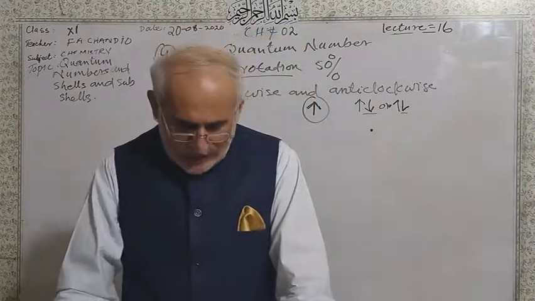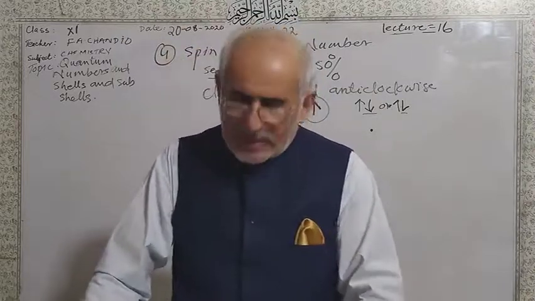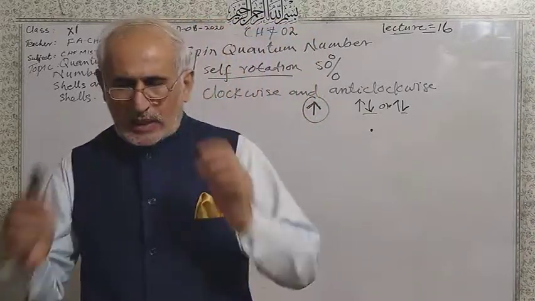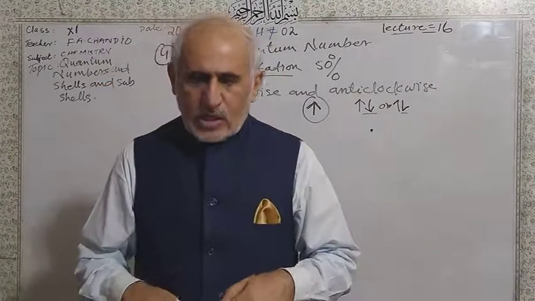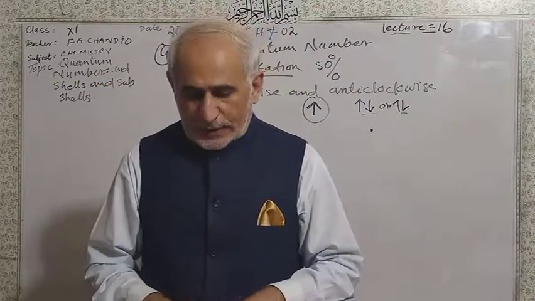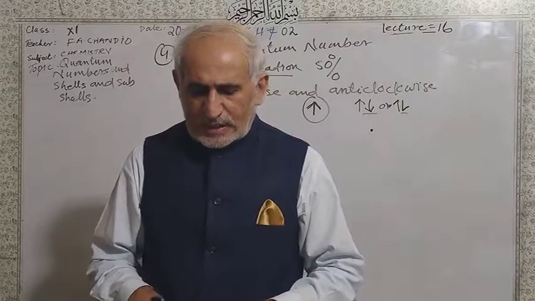F orbitals have 7 directions in space when placed in a magnetic field. They are highly complicated. That's why their structures are not given, but as I told you, you can see them on the internet. So this is about the shell and subshell.